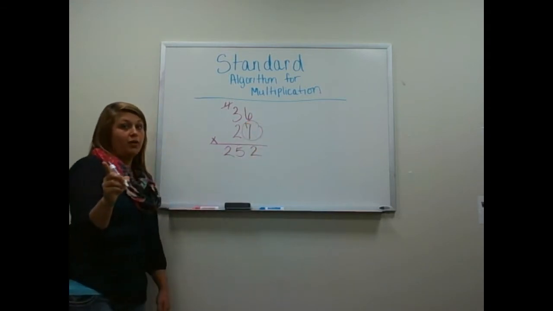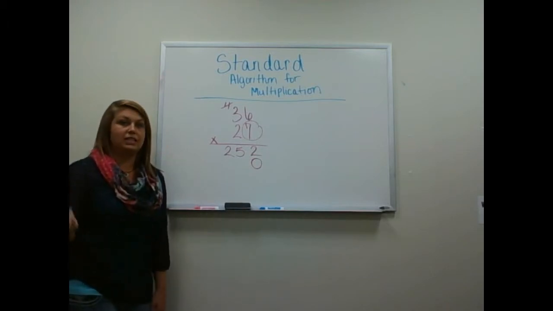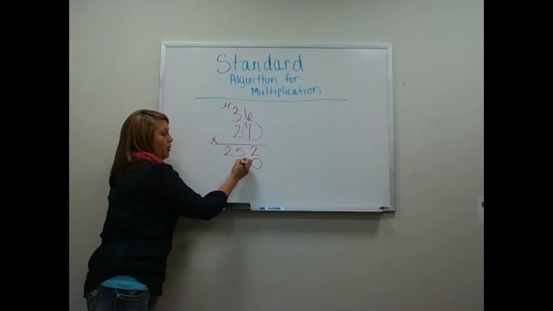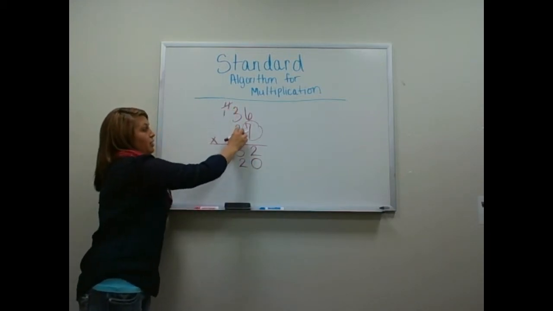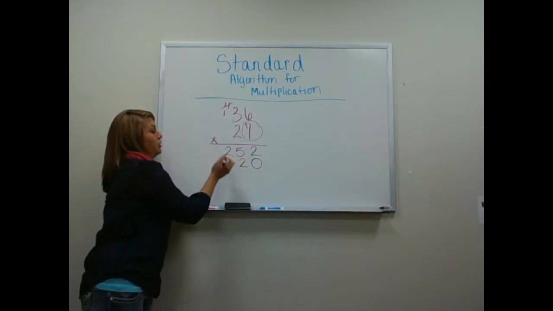First, before I write anything, I'm going to throw down a 0 as my stopper to hold my place value. So 2 times 6 is 12. I'm going to put my 2 here and carry over my 1. 2 times 3 is 6. Plus 1 equals 7.